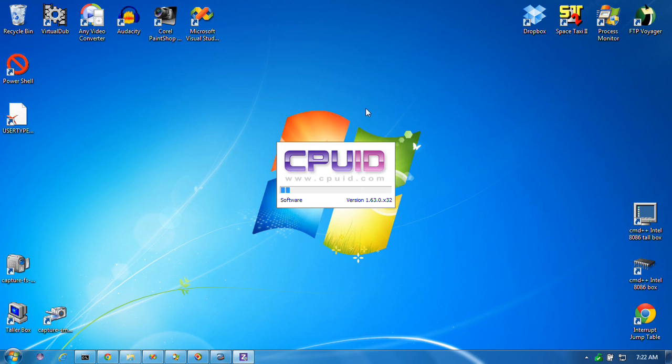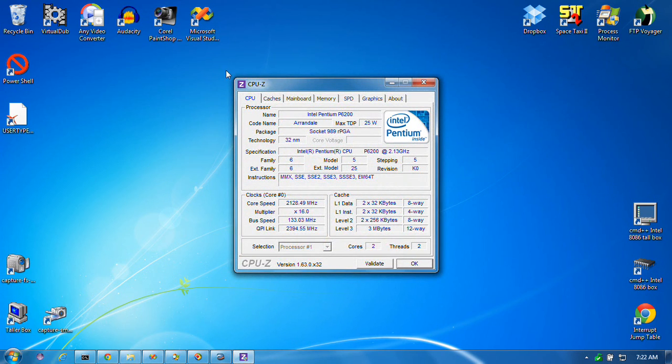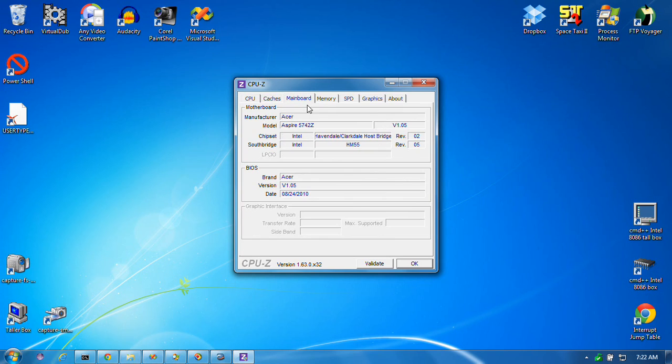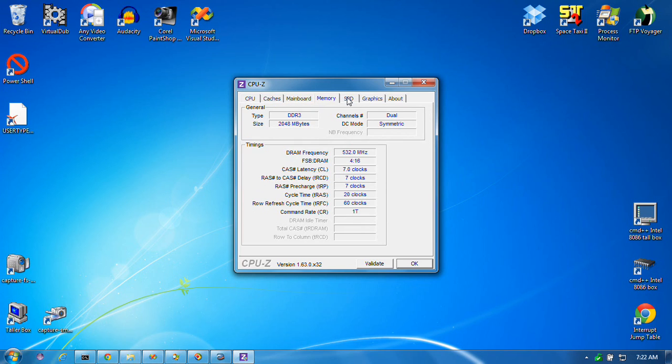According to this program, which is supposed to query the processors and tell me what I've got. Okay, it says it's an Intel Pentium, caches, main board, Intel Aspire.